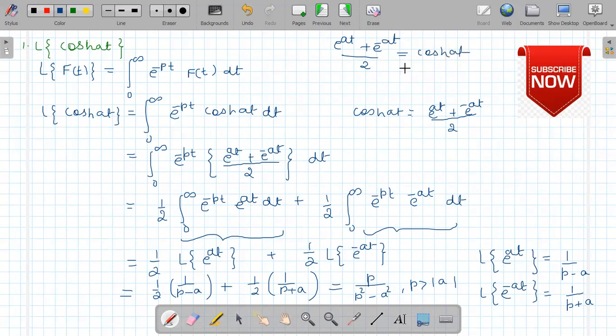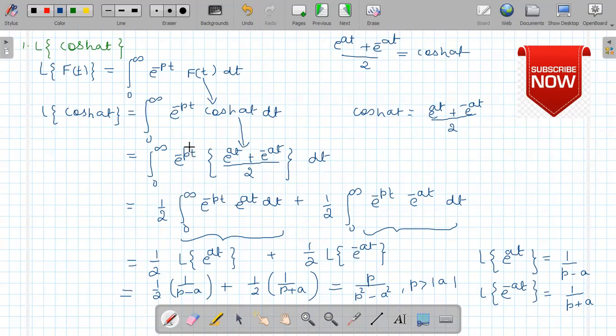So we will learn its Laplace transform, how we will find it. First of all, recall that the Laplace transform of any function of t is equal to integration 0 to infinity e raised to the power minus pt f(t) dt, right? So the Laplace transform of cos hyperbolic at is the integral of e raised to the power minus pt, and in place of f(t) we replace this function by cos hyperbolic at, which is given to us. Since we know that cos hyperbolic at is equal to e raised to the power at plus e raised to the power minus at divided by 2, we replace cos hyperbolic at by this function.